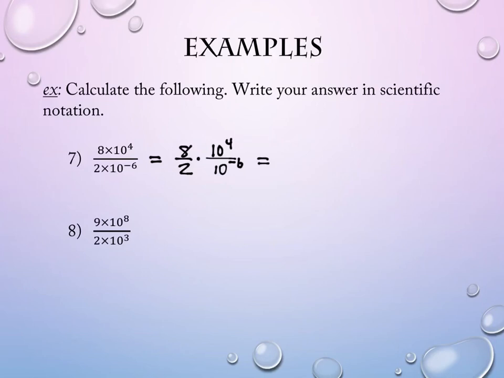What is 8 divided by 2? That's 4. And then what am I going to have to do with those exponents? Subtract. I'm going to have to subtract. So this is 10 to the 4 minus negative 6. Not 4 minus 6, 4 minus negative 6. Positive 10, is it? Yes. 10 to the 10th.